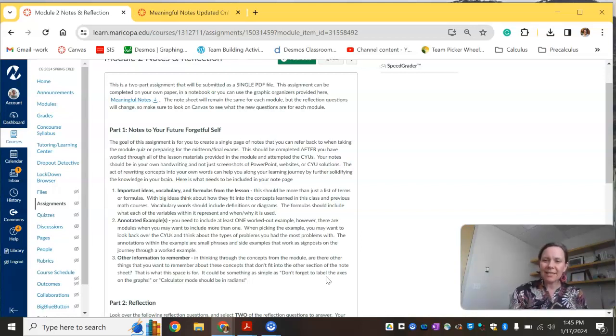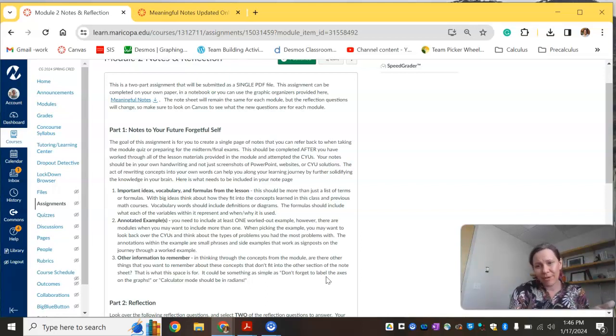And when I say annotated, you've made notes to help you remember how to do the problem, so that if I look back at my notes a month from now, I understand what I was thinking when I wrote this down. And then last but not least, any other information that doesn't fit in the above two categories.